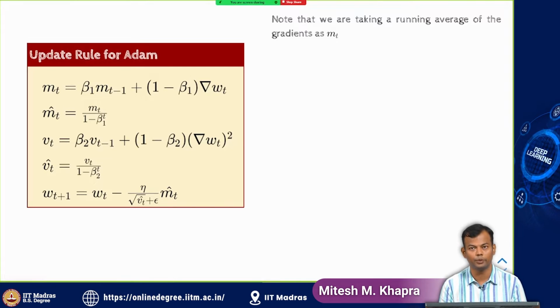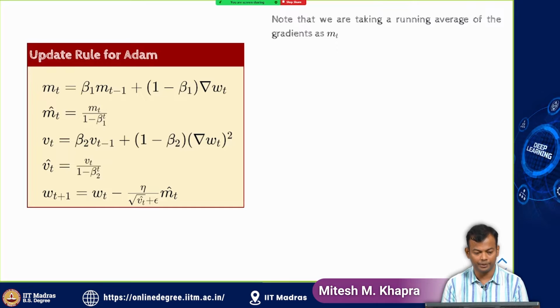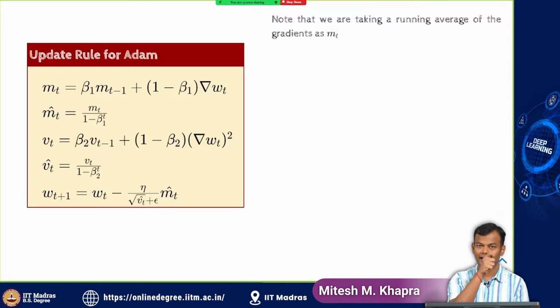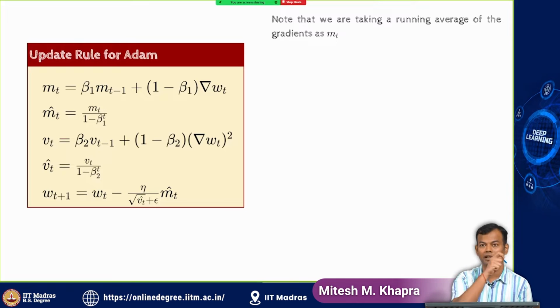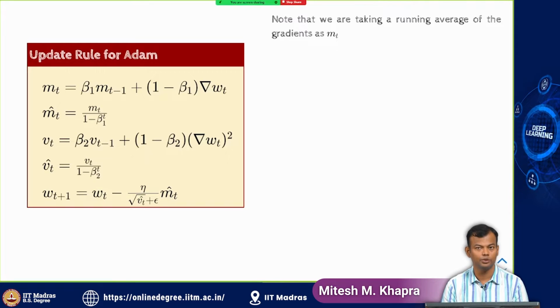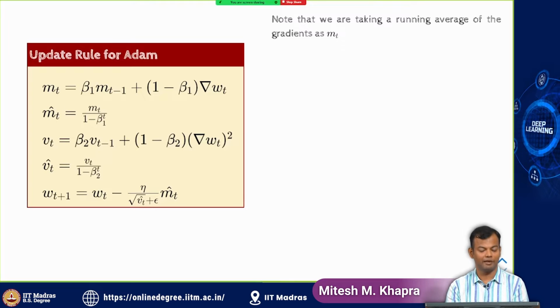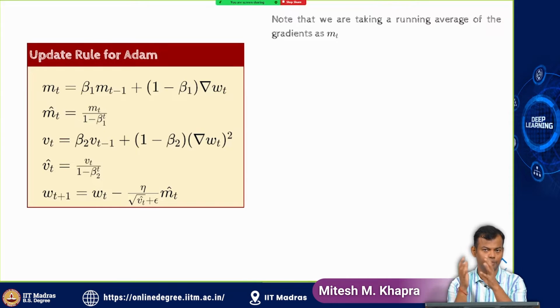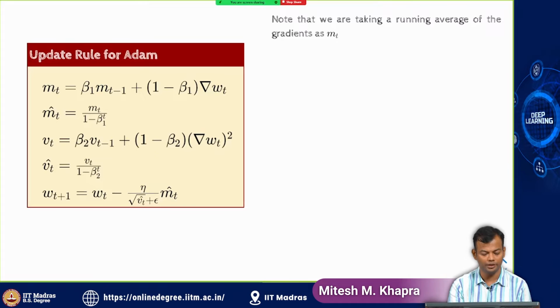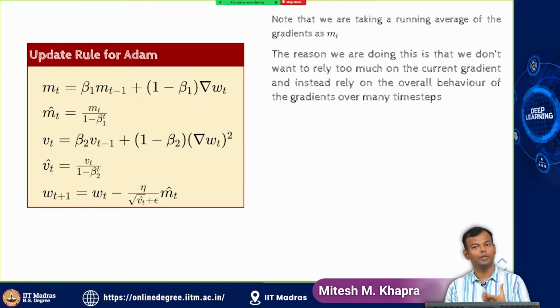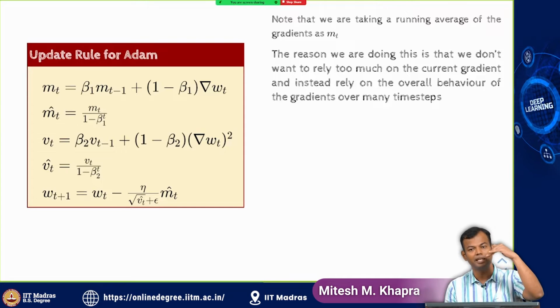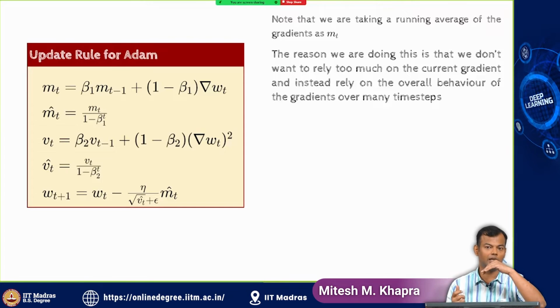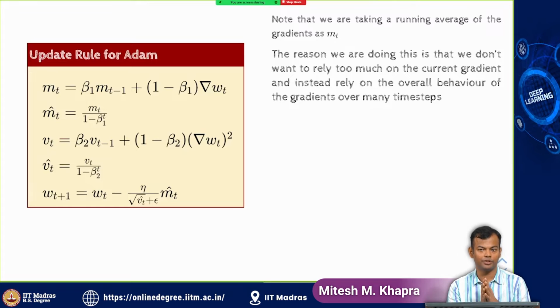So these are the update equations for Adam. Note that in MT we are taking a running average of the gradients, right? So what do I mean by that? I have the current gradient, I'm giving it some weightage, and I'm also accumulating the history. The reason we are doing this is that we don't want to rely too much on the current gradient, because you might get a sudden high gradient and then take a very large step.